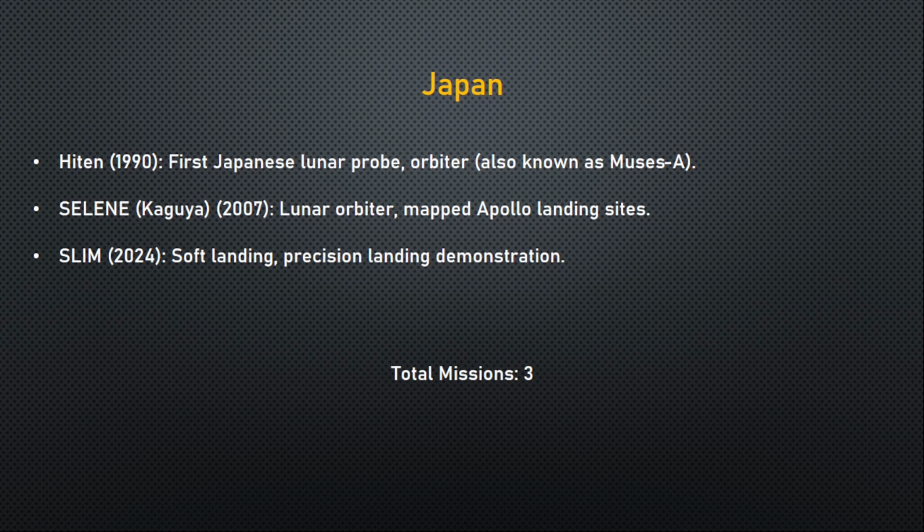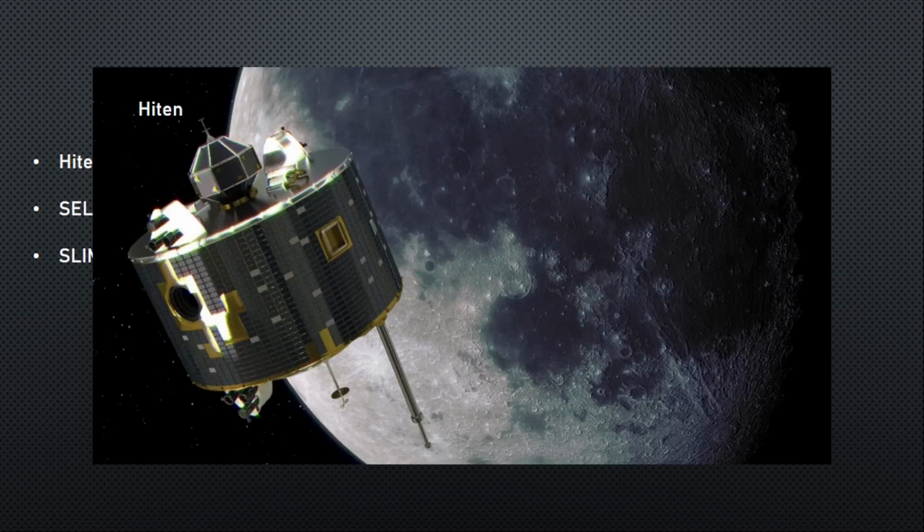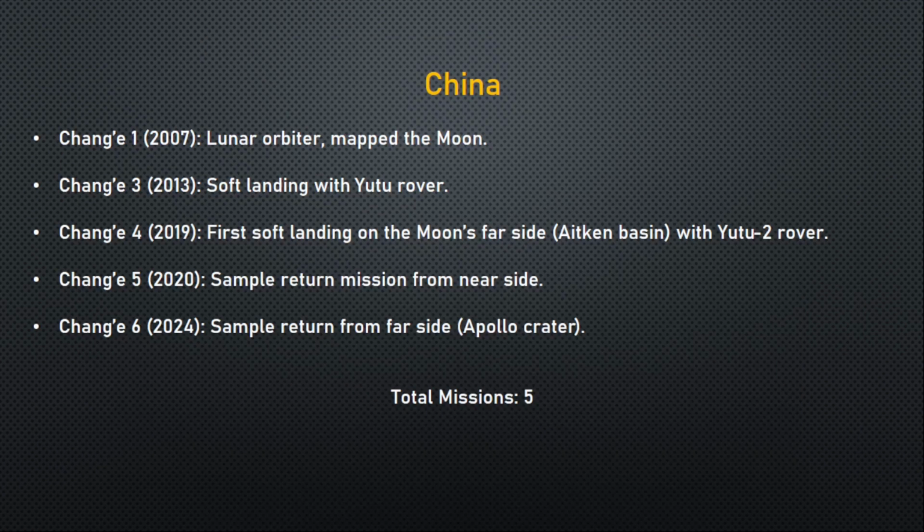So in total, they have 3 missions. So here are the pictures here. Then we have the Chinese. So the Chinese got in 2007, and they have had very successful lunar missions. None of them has ever failed.